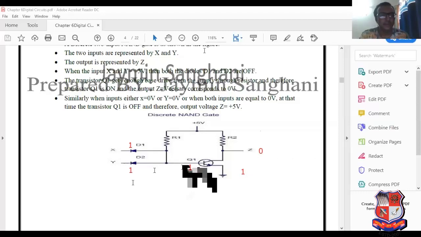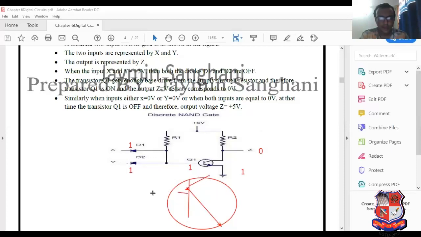I have explained this particular concept also with the help of a transistor. See this. Here we apply 0 volt. Here is the symbol of transistor, I have sketched it. See this. This is the base terminal. It is the emitter terminal. It is the collector terminal.